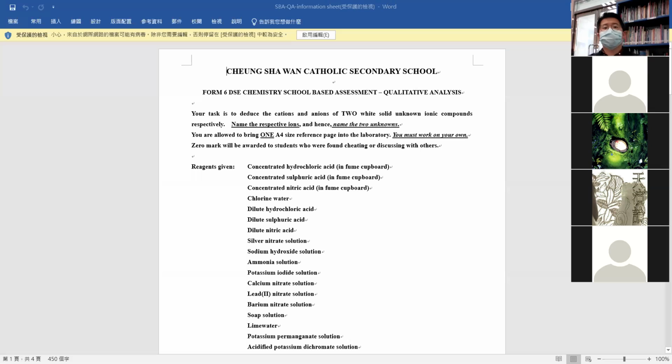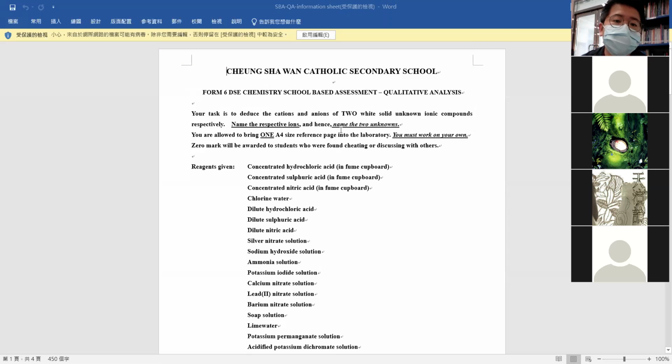coming teaching schedule. You may find it on your WhatsApp. It is about the SBA QA. Take a quick look at that. Now, can you see that? So this is the part that is important, the SBA in your Form 6.